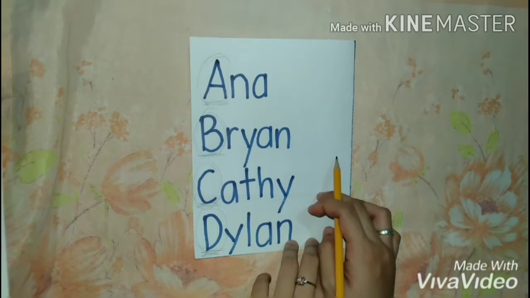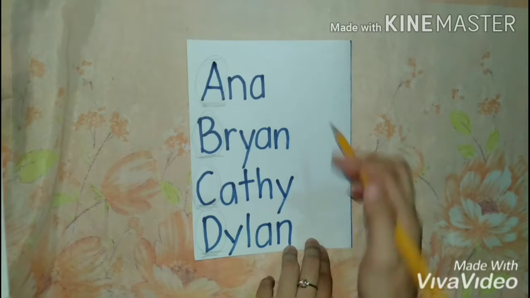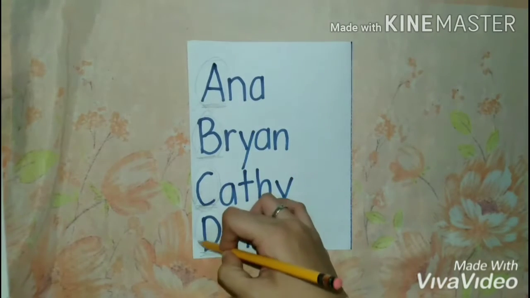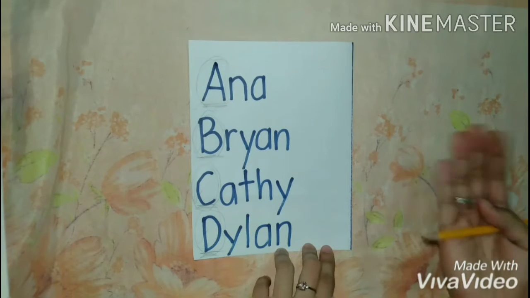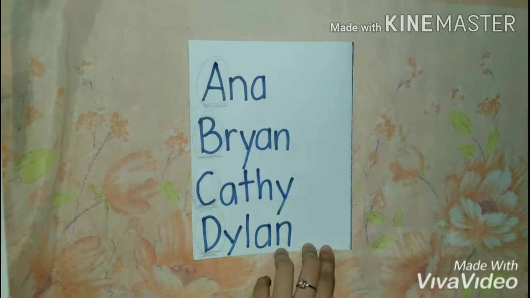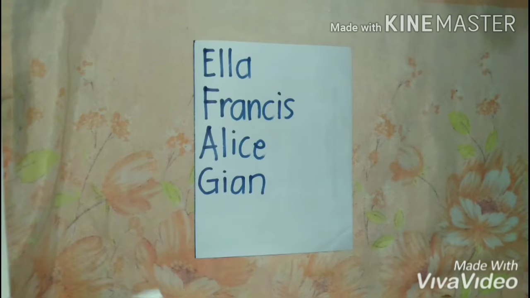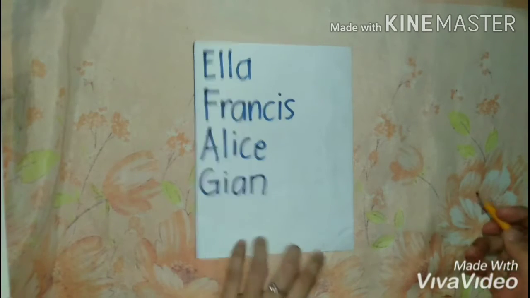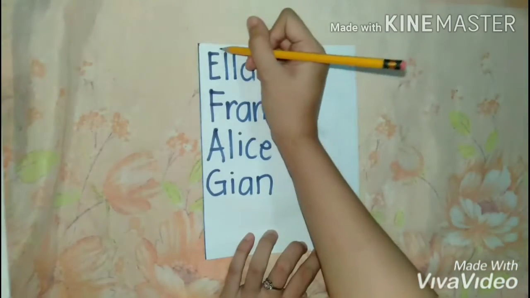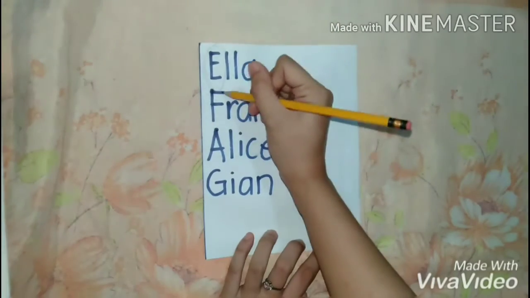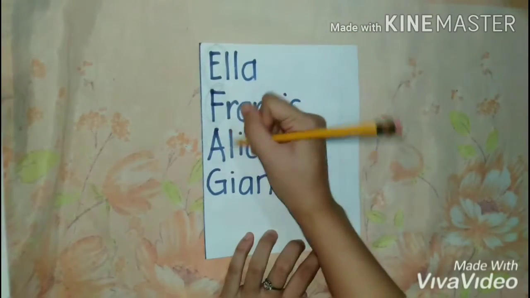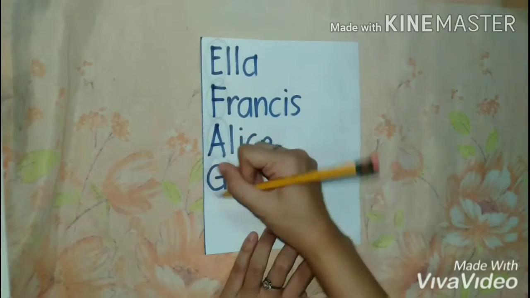So, if we were to arrange it alphabetically, you will notice that each of them was already arranged correctly. So, we don't need to arrange it according to its alphabetical order. Now, try to look at this another set of names. Unlike the first example, they are not arranged alphabetically. So, how can we arrange them correctly? Just like what we did on the first example, just try to look at the first letter of each name. So I'm going to circle the first letter of each name. We have E for Ella, F for Francis, A for Alice, and G for Gian.